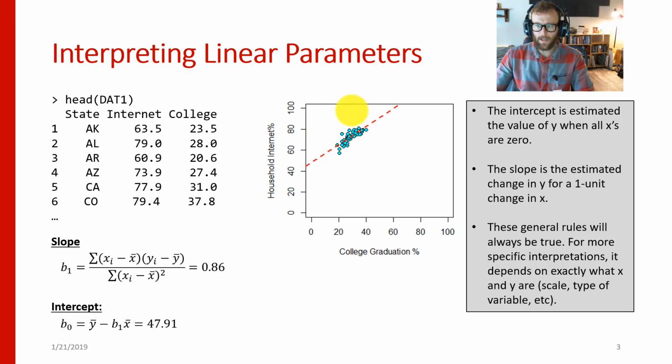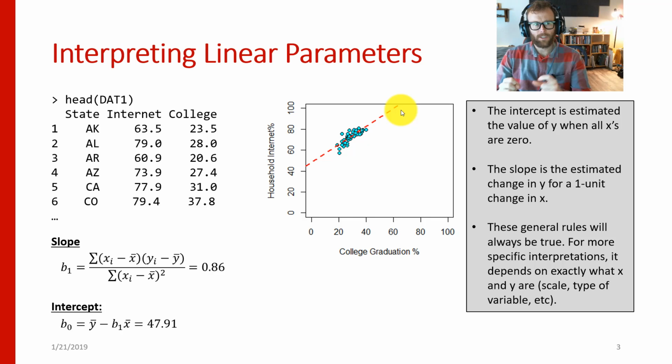And as that slope is positive, you can see that as college graduation rates increase, household internet access increases at a slightly less than 1-to-1 level, because both our y and our x are in terms of percentages. And these general rules will always apply. For any linear model that you have, the intercept is going to be the estimated value of y when all x's are 0, and the slope is going to be the estimated change in y for a 1 unit change in x. And so that is always true.